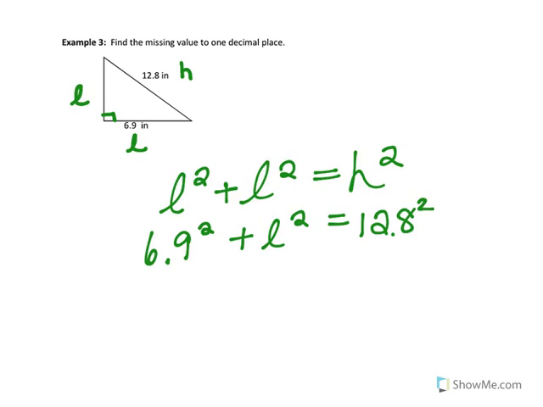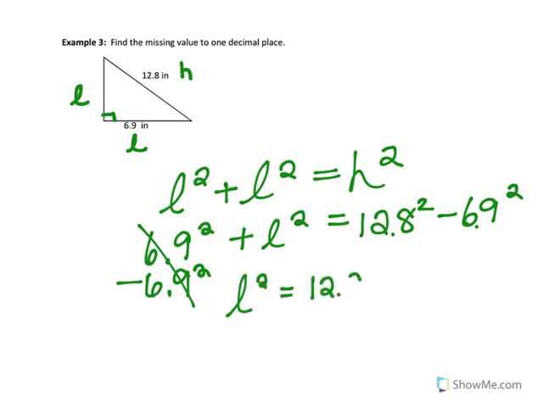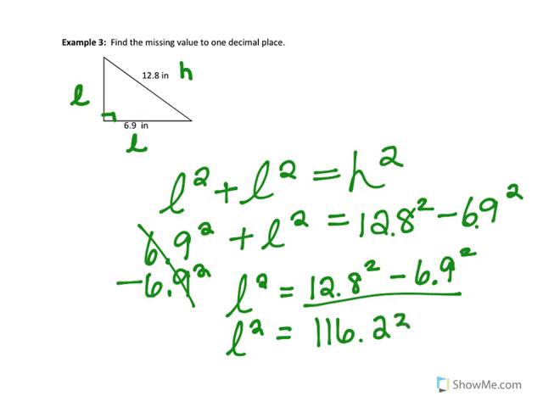Now to isolate the L, we're going to subtract 6.9 squared to the other side, and that will cancel. So we have L squared equals 12.8 squared subtract 6.9 squared. When I type this into my calculator, how about you pause it and try typing that in? The number that you should have gotten is 116.23. To get it by itself, we have the last step, which is square rooting it. So the length of the last leg is 10.8.